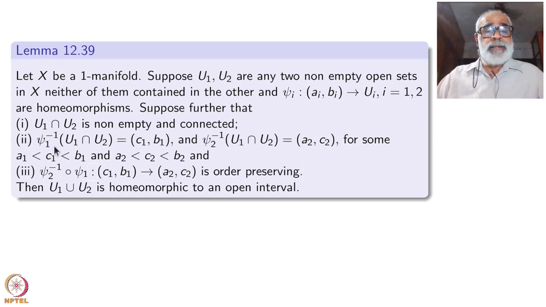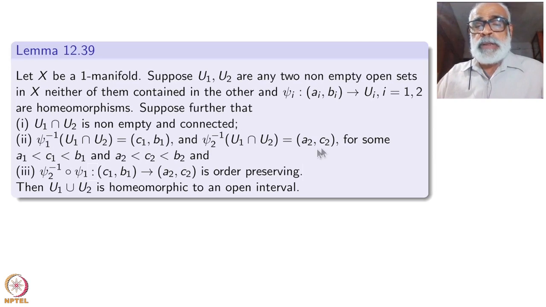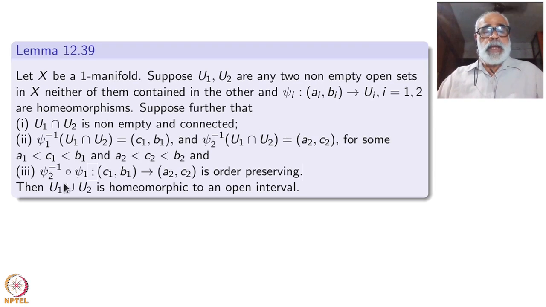So the second assumption is very much stronger. I don't know why it should happen, but I would like this one to happen. The third condition is not very strong. Psi 2 inverse psi 1, from (c1, b1) to (a2, c2), right? See, (c1, b1) goes into U1 intersection U2, and it comes back to (a2, c2). This must be order preserving.